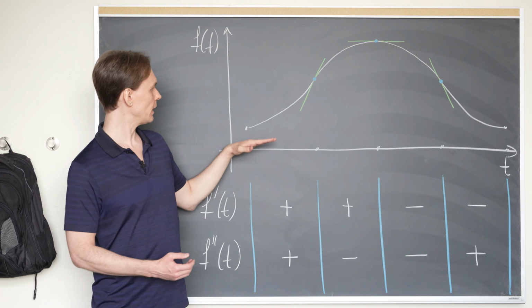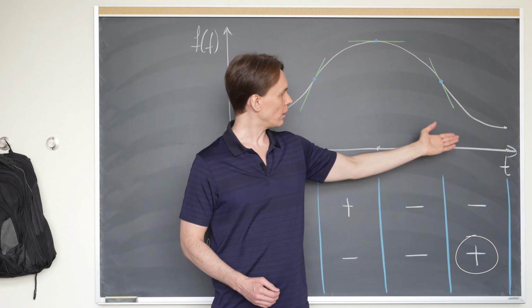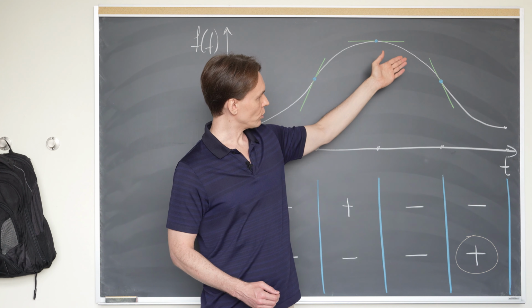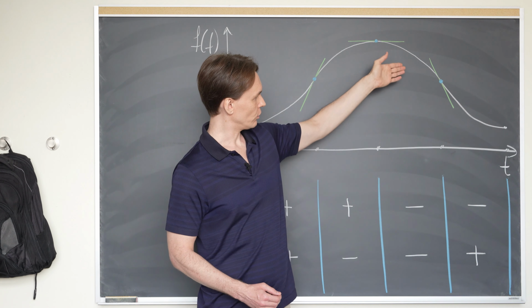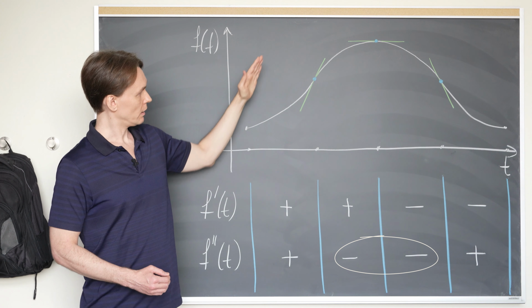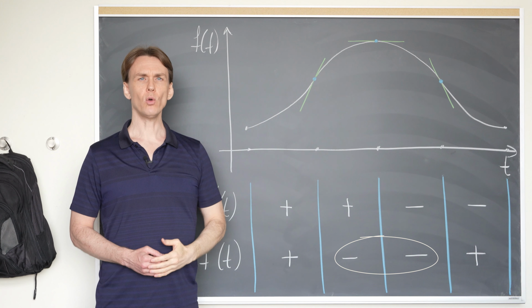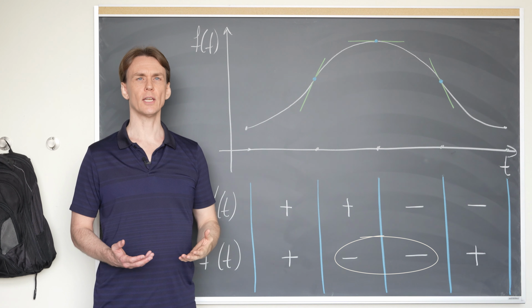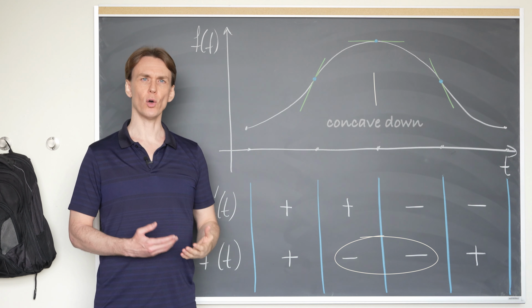Notice this also happens on this last interval, because the slope goes from very negative values to less and less negative. So the slope is actually increasing and the function is curving upward, so it's also concave up on that interval. And when the second derivative is negative, the slope is decreasing, which means that the function is curving downward, and we say that on such an interval the function is concave down.